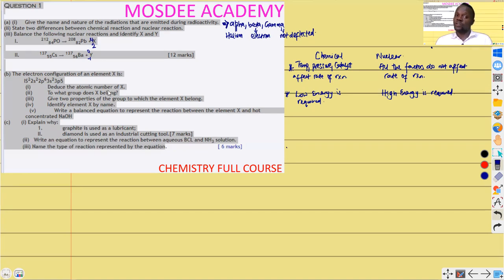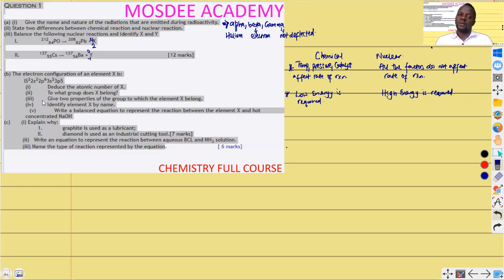We have to deduce the atomic number of X. To get the atomic number, all we need to do is add all these powers here. So it makes it very simple. We say 2 plus 2 plus 6 plus 2 plus 5 should give us 17. So we say the atomic number of X is 17. It's as simple as that, you can see.